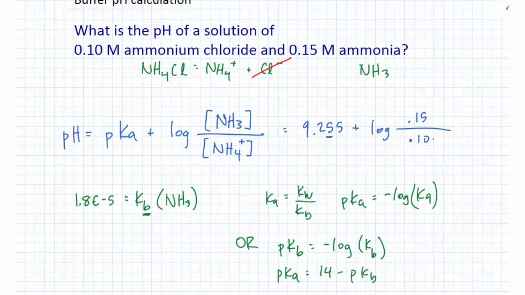What I usually do is have the pKa value in your calculator already so that you're not making a rounding error. And then I just add log of 0.15 divided by 0.10. So what'd you get? 9.43. Yep, that's what I got. That's reassuring.